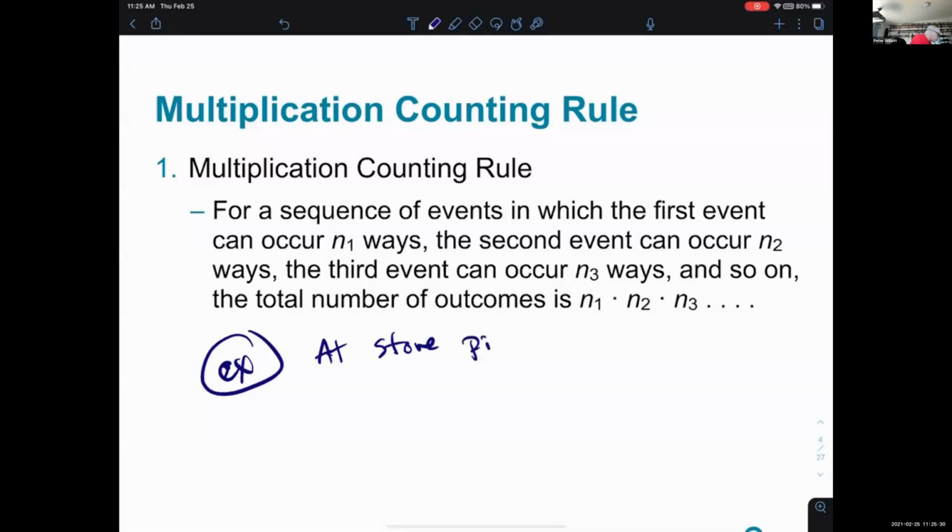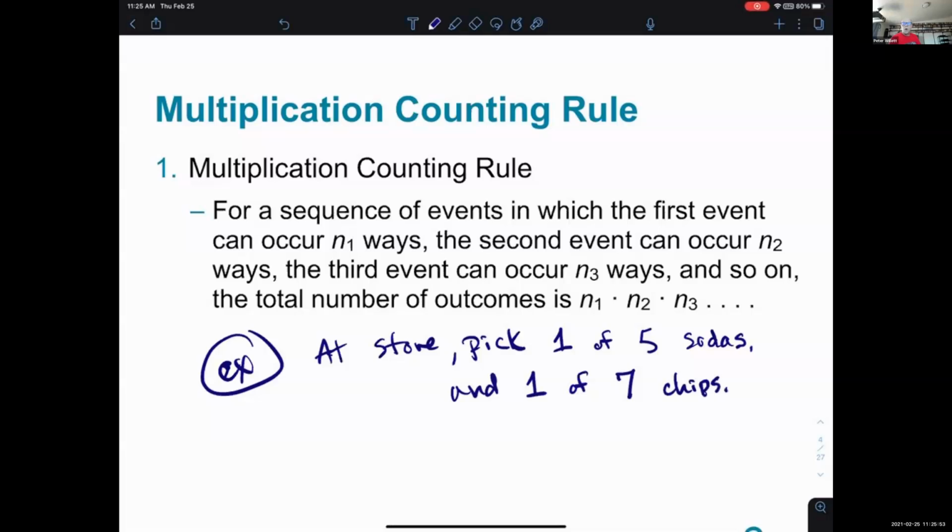and I'm going to pick one of 5 sodas and one of 7 types of chips. So I'm going in there, I'm going to get a snack. I'm going to get some chips and I'm going to get a soda. And when I look at the sodas, I have 5 choices for different kinds of sodas, and I have 7 choices for different kinds of chips.